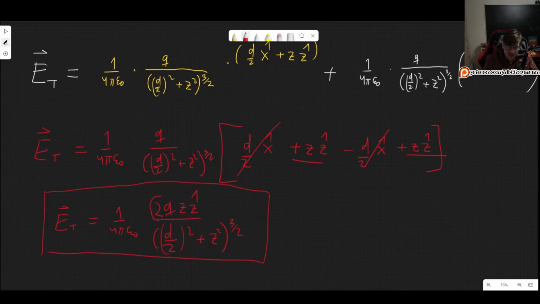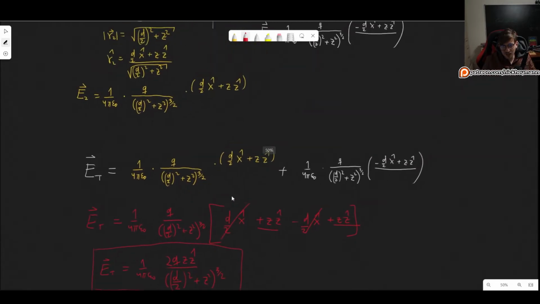Notice that I didn't simplify this 2 and this 1 over 4 pi epsilon 0. That is just convention. It's quite common for you to not simplify it. You can simplify it, it doesn't really matter. But often these 1 over 4 pi epsilon 0, they come up everywhere, so often they will cancel each other out, so it's good to have them there. But it doesn't really matter. So that is the first way of solving this.